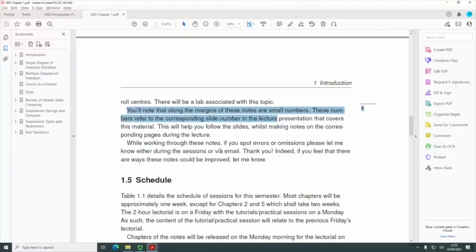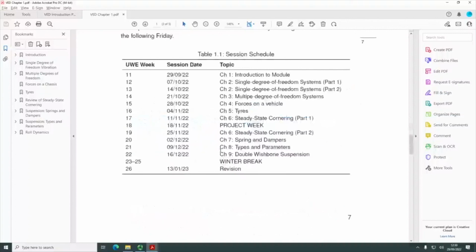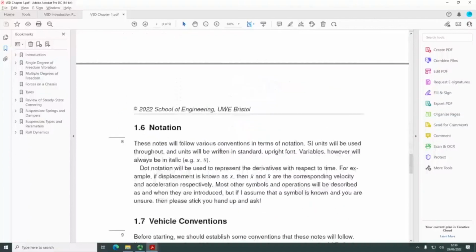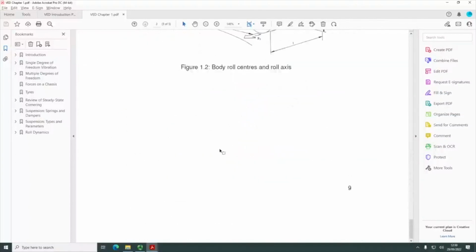So there's more stuff about the notes. There's the schedule, and I'll have to check that spelling mistake. Notation, vehicle convention. So it's all the stuff that you've got. That's it for the introduction. Are there any questions?